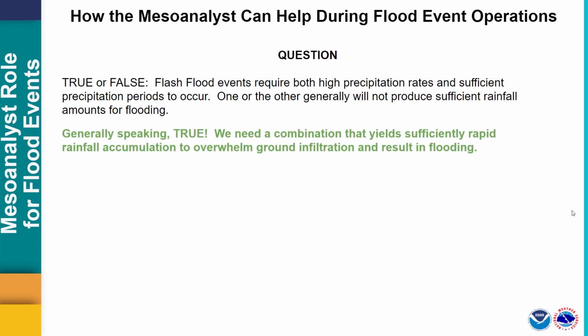Generally speaking, this is true. Consider that, at least across the eastern half of the country, neither a 3-inch per hour rainfall rate occurring for just 10 minutes nor a ½ inch per hour rate occurring for an hour would be sufficient to produce a significant flooding result. We need a combination of rate and duration that yields the rapid accumulation that exceeds ground infiltration to yield flooding.